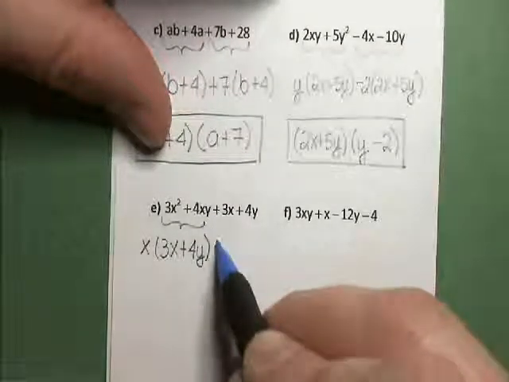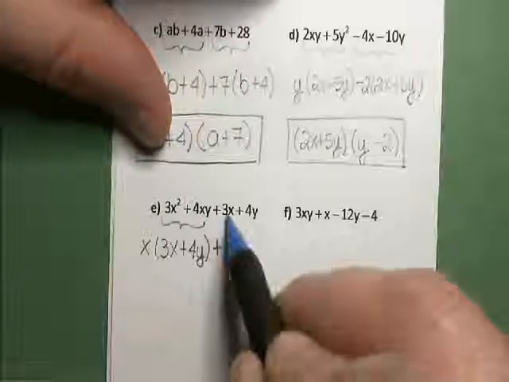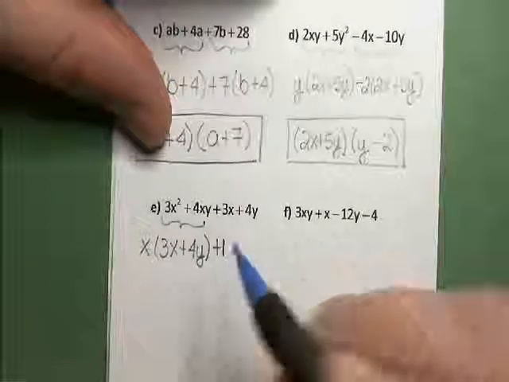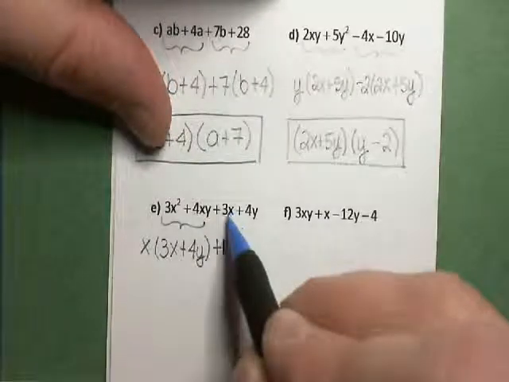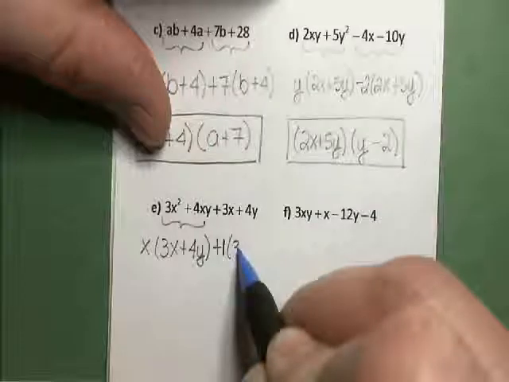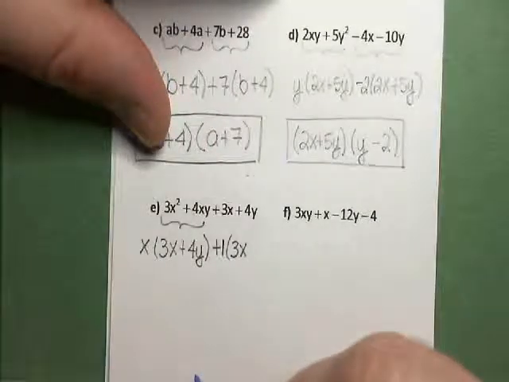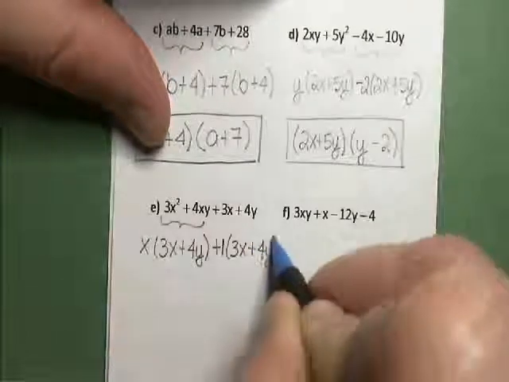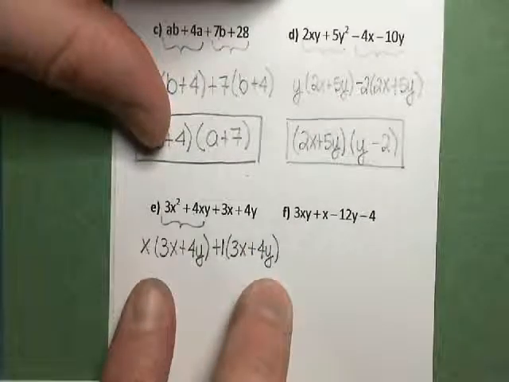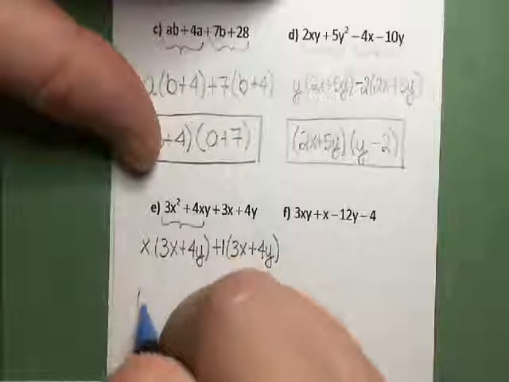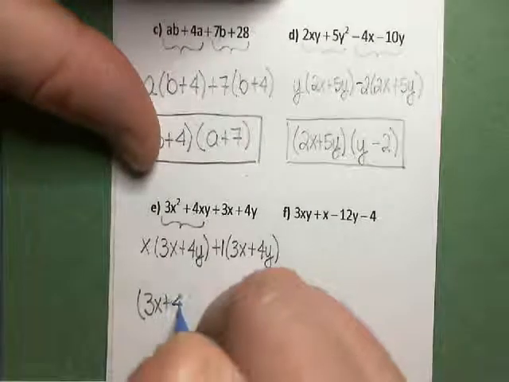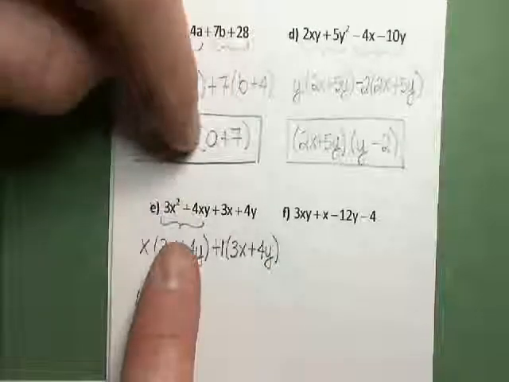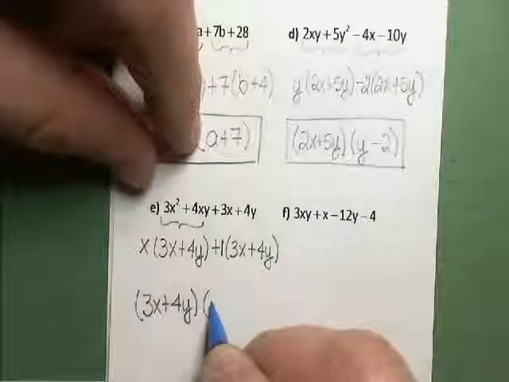Then I'm going to bring down the positive. Factor from these two. There's nothing I can factor, so I'm going to factor out 1 there. 3x divided by 1 is 3x, and 4y is 4y. Now I have two terms with 3x plus 4y in common. If I remove the 3x plus 4y, from the first term I'm left only with x, and from the second term I'm left with 1. And that's the factorization.